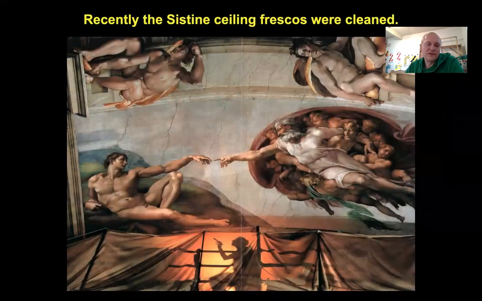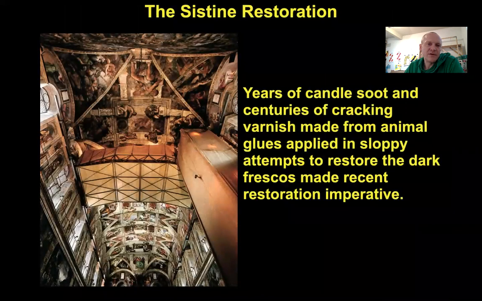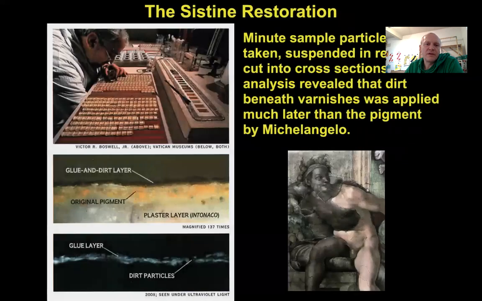So recently, the Sistine Chapel was cleaned. Hundreds of years of candle soot and smoke made everything super dark and made the varnish crack on it. So it needed to be cleaned up. They took samples out, figured out what was wrong, and figured out the kinds of dirt that were in the pits and grooves of the surface of the fresco, and then figured out how they were going to sort it out.